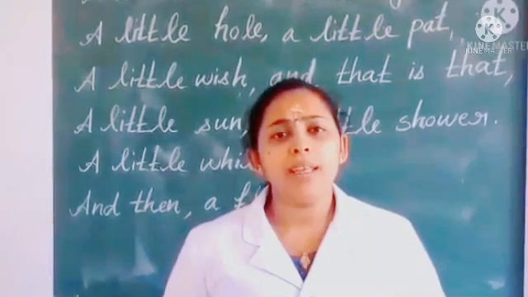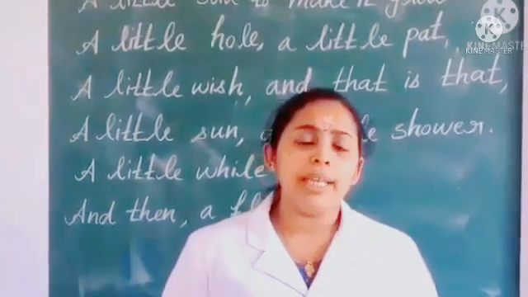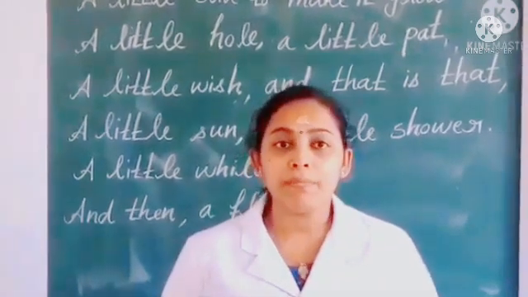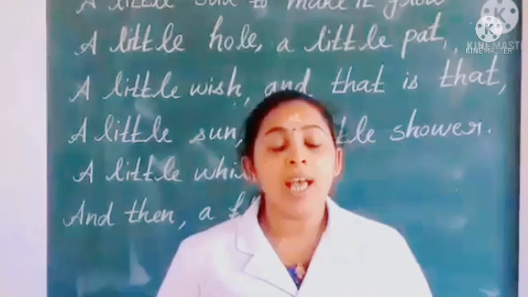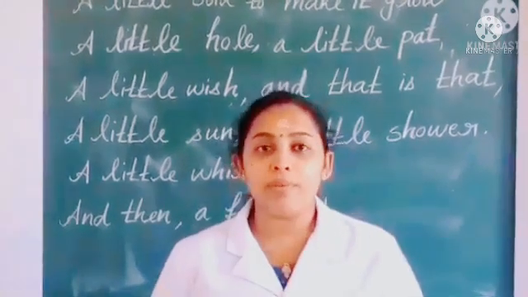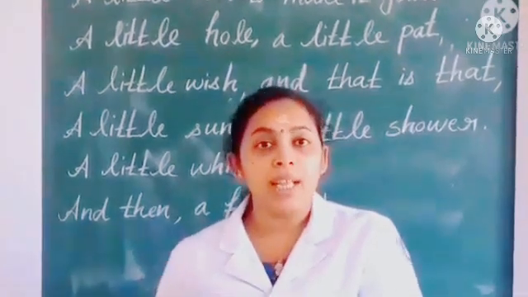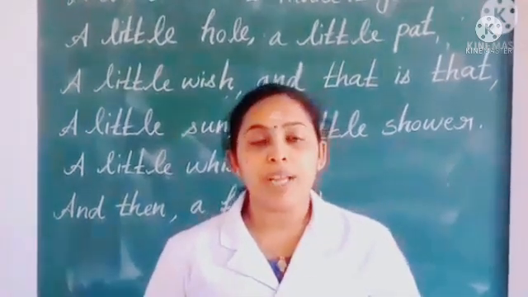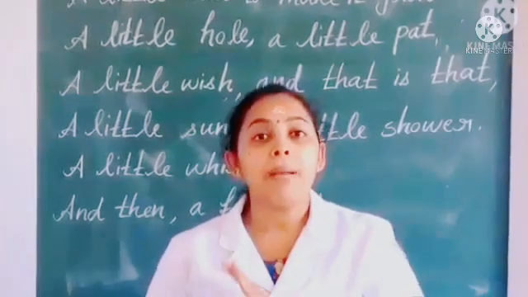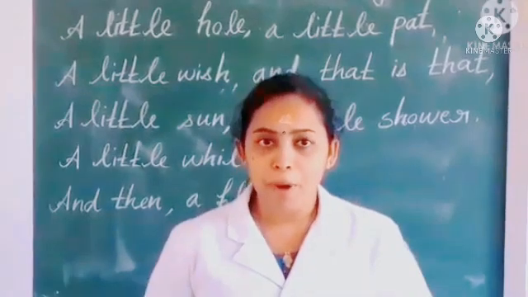Do you have any plants or flowers in your garden? Mostly in all the houses there are some plants and flowers. And did you plant any seed? If you didn't do that one, with the help of your parents you must plant a seed. Then you can easily identify how a seed becomes a plant and how it gets a flower. Let us discuss the poem.